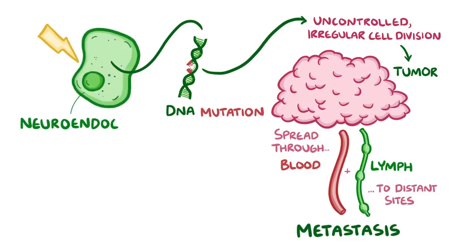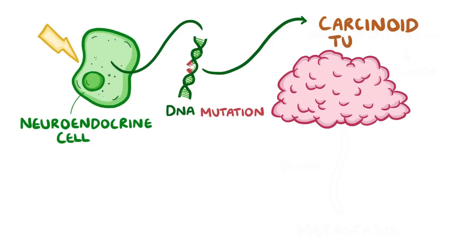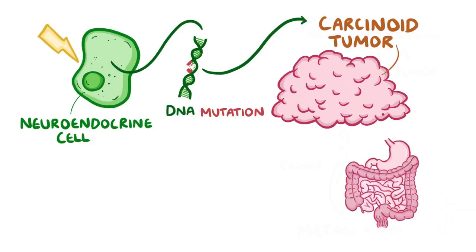Now, if a neuroendocrine cell mutates and transforms into a cancerous cell, then that cell can continue dividing until it becomes a little mass, and this is a carcinoid tumour. And most of the time, these carcinoid tumours develop in the gastrointestinal tract.